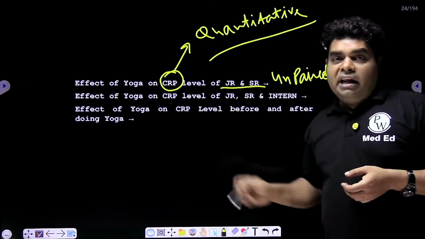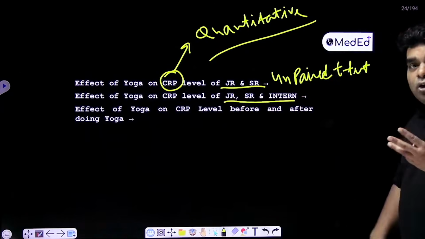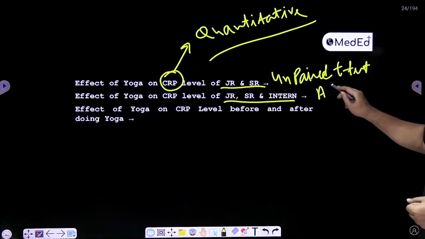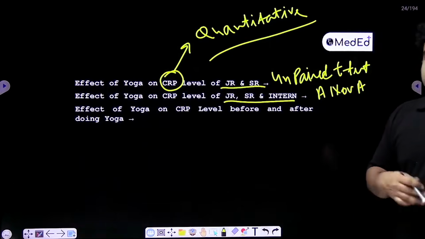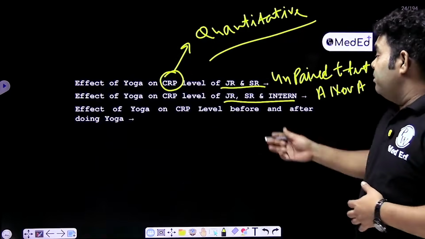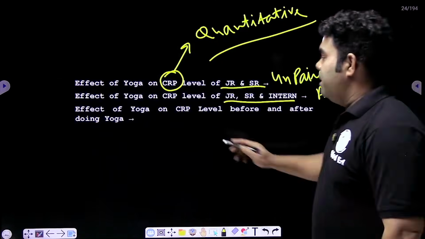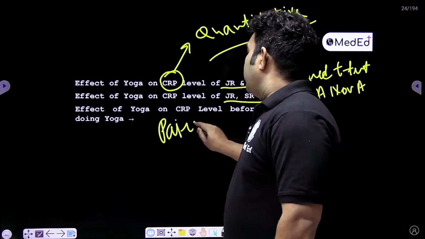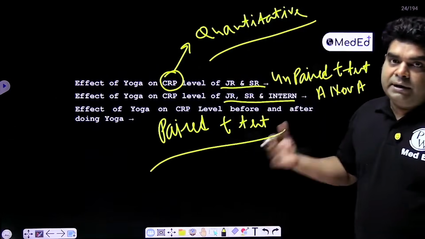Now, if I am measuring effect of yoga on CRP level of 3 groups in turn, now there is 3 group and data is quantitative. Now we can apply ANOVA. And if we write effect of yoga on the inflammatory marker C-reactive protein before and after yoga, before and after is written, so answer will be paired t-test. Okay. So like this, we decide which test to apply in which condition.